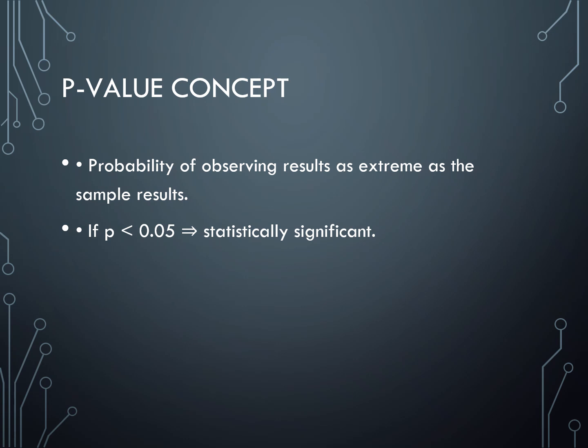P-value concepts. The p-value tells us how probable our results are if the null hypothesis were true. If p is less than 0.05, it means the results are statistically significant, and we can reject the null hypothesis. If p is greater than 0.05, the results are not significant, and we fail to reject H0. P-values help us measure the strength of our result.